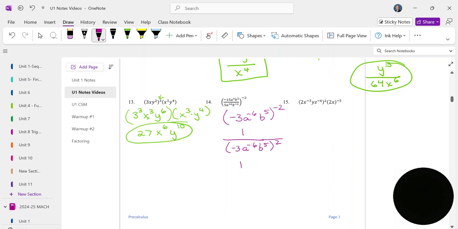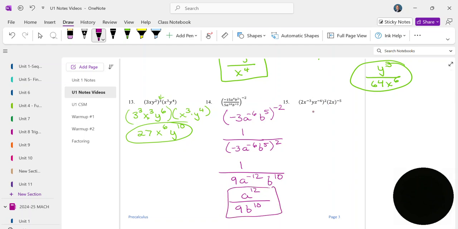So basically, you have 1 over negative 3 squared, which is 9. A to the negative 6 squared, so you multiply the exponents, a to the negative 12th. And then b to the 5th squared gives you b to the 10th. So now the a to the negative 12th goes to the top of the fraction, and you get your final answer.